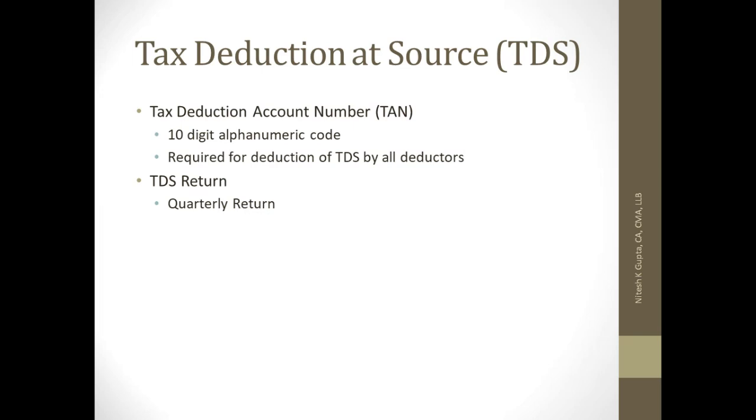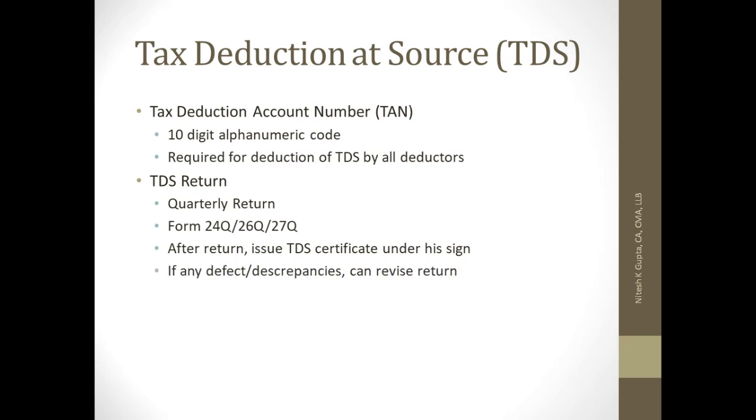As I already told, TDS deduction is immediate, TDS payment is monthly, TDS return is quarterly. It is submitted in form 24Q, 26Q, 27Q for different things. 24Q is for salary, 26Q is for non-salary, 27Q is for TCS. After the return, the deductor should issue a TDS certificate with its sign. If there are any defects or discrepancies in the TDS return, he can revise the return.